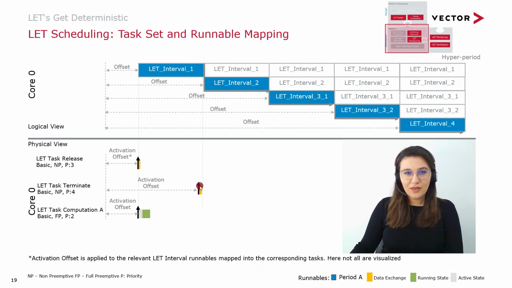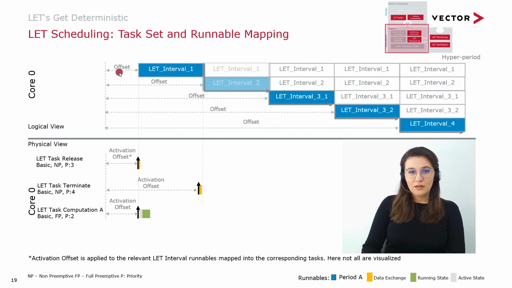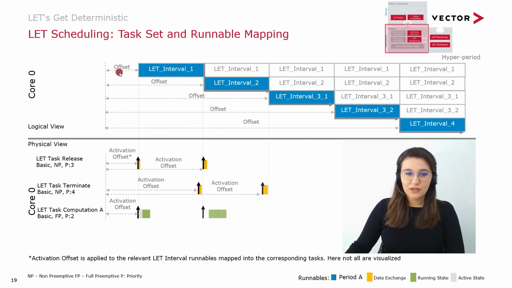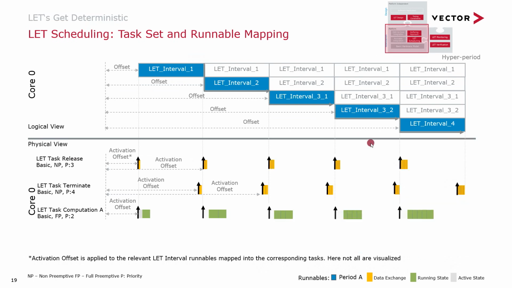To ensure the right timing or the distance in the LET interval, we will use the activation offset parameter. Please note here that even though we're talking about the same offset value, the activation offset here is referring to the runnable to task mapping parameter, while this offset is a timing constraint defined in Timex. We do the same approach for the schedulable entities of the other LET intervals, and so on.